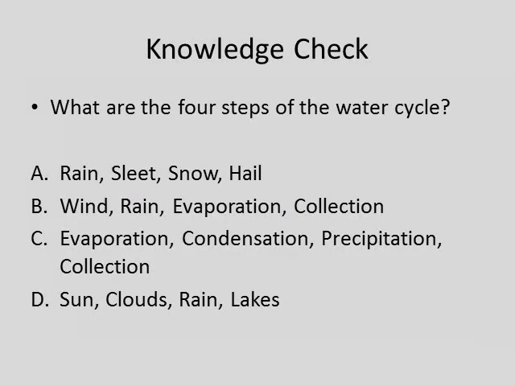What are the 4 steps of the water cycle? A. Rain, sleet, snow, hail. B. Wind, rain, evaporation, collection. C. Evaporation, condensation, precipitation, collection. Or D. Sun, clouds, rain, lakes.